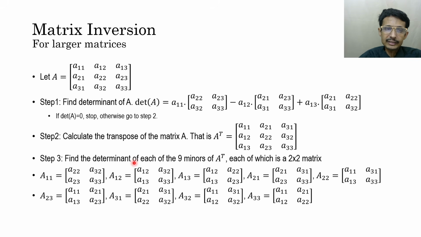Then we find the determinant of each of the 9 minors. What do minors mean? If we remove this row and this column, this is a11, this is a12, and so on. So a21 is basically a12, a32, a13 and so on. In this way, each of these is a 2 cross 2 matrix.